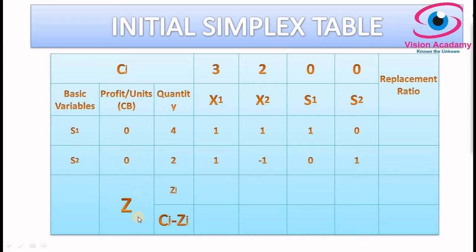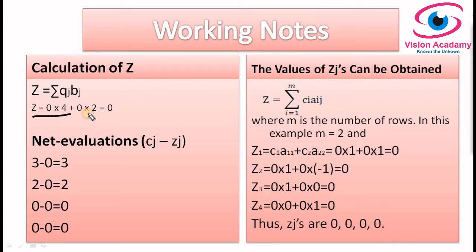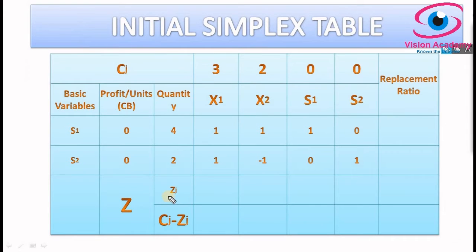So Zg is equal to 0. So the Zj value in the given situation is 0. Now, after finding the Z value, we can calculate Zj's value. This is the Zj value.